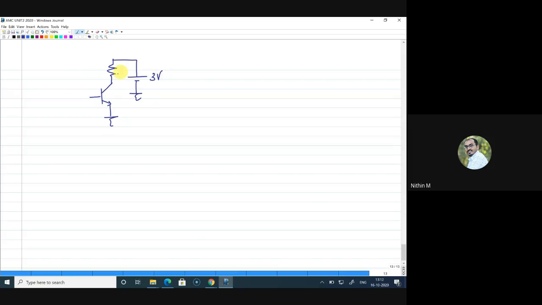This is 3 volt. This is a 1 kilo ohm resistor. Here you are connecting a DC voltage, say it is somewhere close to 750 millivolt. And this is the point where you find V out. So V out, what we are looking for now, is a DC voltage. Given that Is is equal to 5 into 10 to the power of minus 16 ampere, the question is to find V out.